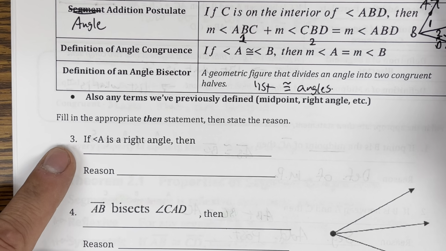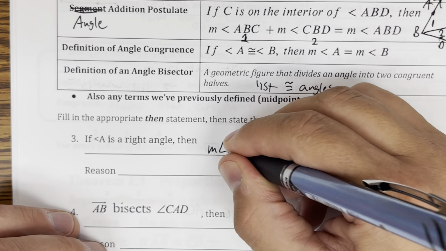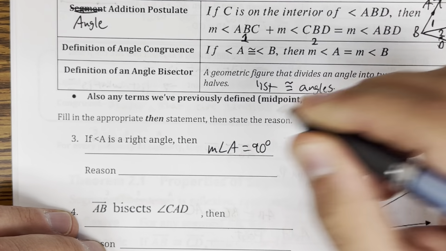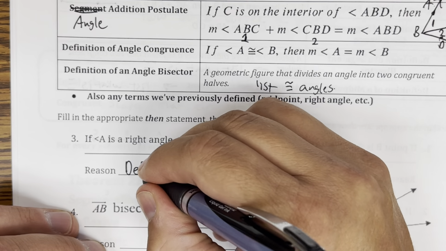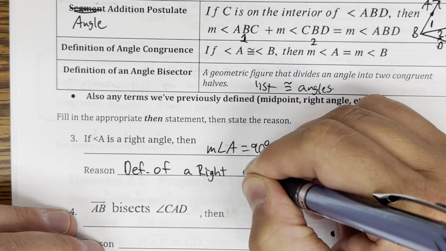So, other key things from an angle. If angle A is a right angle, then what do I know? If it's a right angle, its measure is 90 degrees. What did we use? Definition of a right angle.